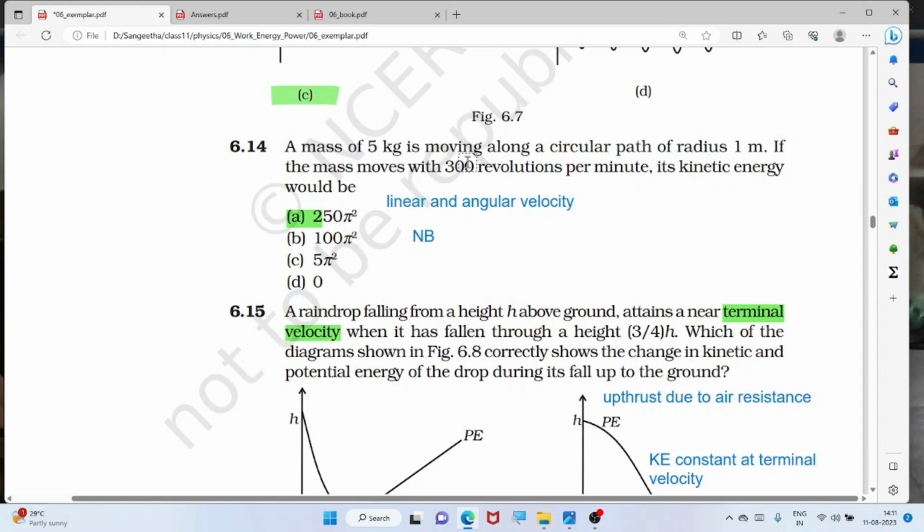A mass is moving in a circular path of radius 1 meter. If the mass moves 300, the kinetic energy would be 14.